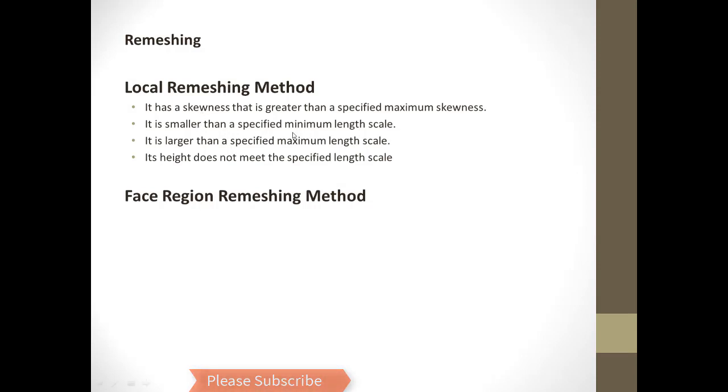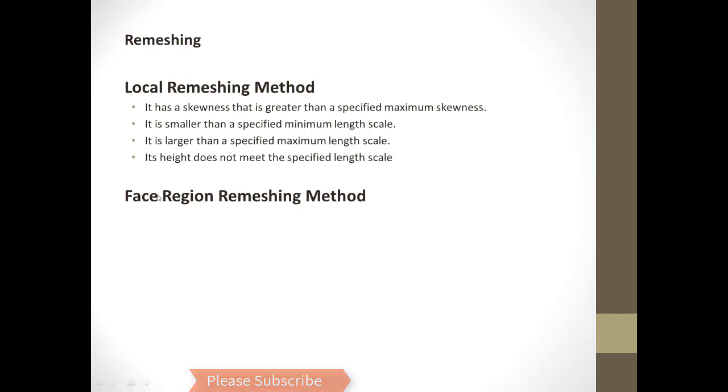And the minimum length scale: after smoothing, if the minimum length scale you have mentioned is getting violated, then also it remeshes. Now, if the maximum length scale is violated after smoothing, then also it remeshes. And if the height of an element doesn't meet the specified length scale, then also it remeshes. So all this happens only after smoothing, after the node displacement, or else it remeshes.